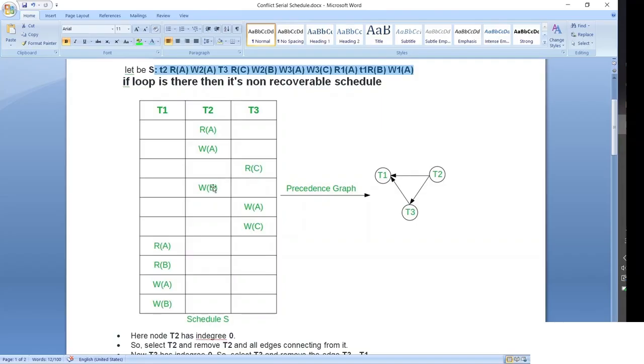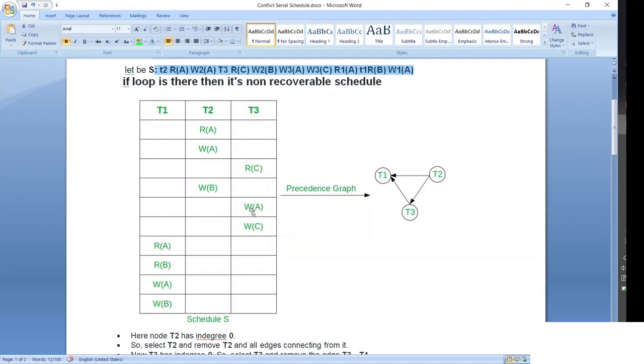Moving ahead, then check write operation on B. Check whether T1 or T3 is doing a write on B. T2 says T1 write on B, no. Write on B, yes, I got a read on B. A read was done after the write. So T2 to T1, T2 to T1. So there is already an arrow, so we don't need to draw the arrow. Then T3.